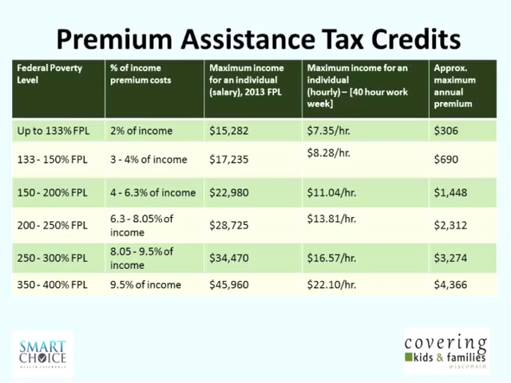If you look at that far left column again and slide all the way down to the 350% or 400% of the federal poverty level, that is about $45,000 a year for an individual, or $22 an hour, and the maximum that they can pay annually would be $4,366. So keep in mind this is for an individual. It's not for a family. So people, take just a minute to look at that slide before I move on, because I know there's a lot on it.